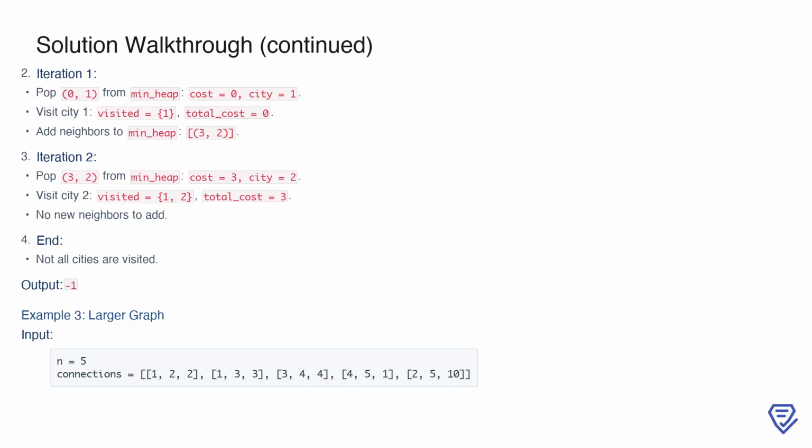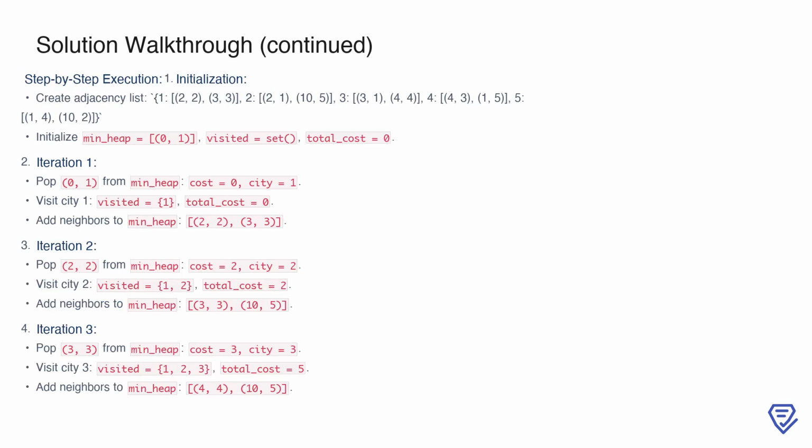Now, let's analyze a larger graph with 5 cities and multiple connections. We start by constructing the adjacency list. For instance, City 1 connects to City 2 with a cost of 2 and to City 3 with a cost of 3. Similarly, we list the connections for the other cities. With the adjacency list ready, we initialize the min heap, visited set, and total cost.